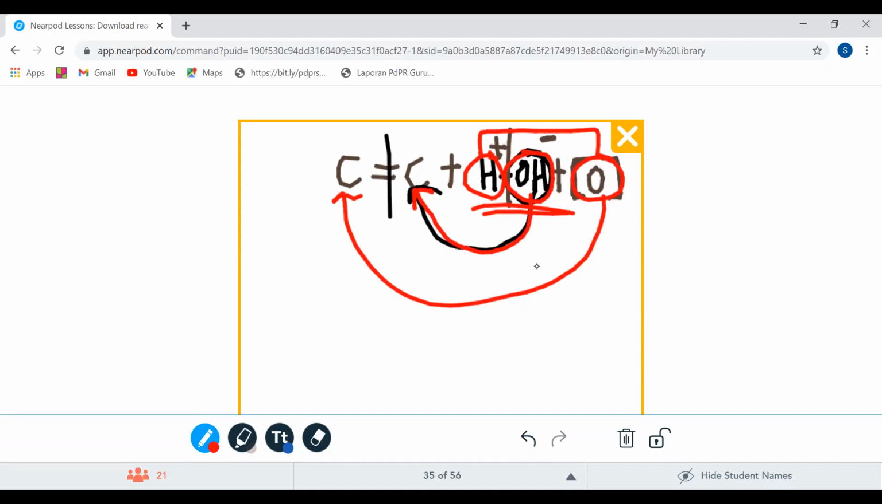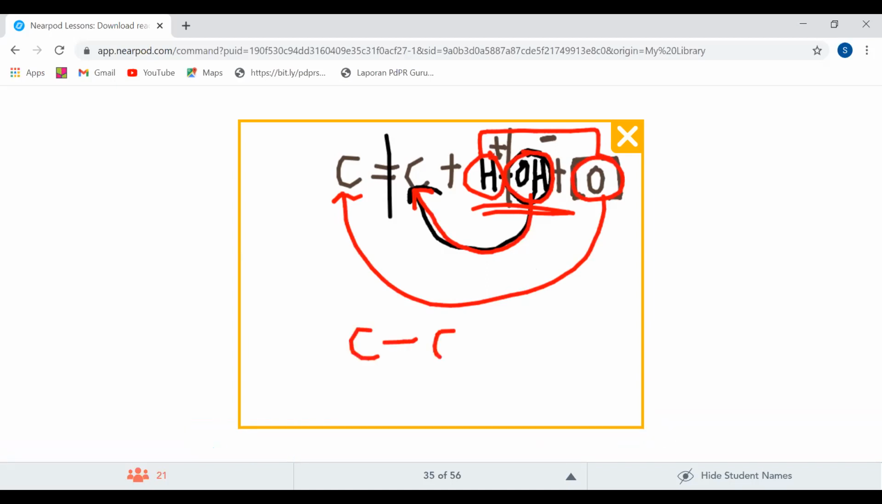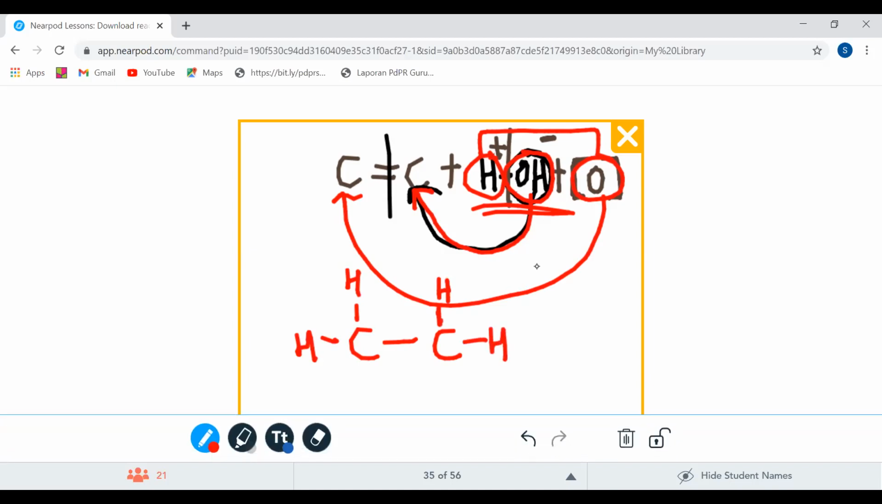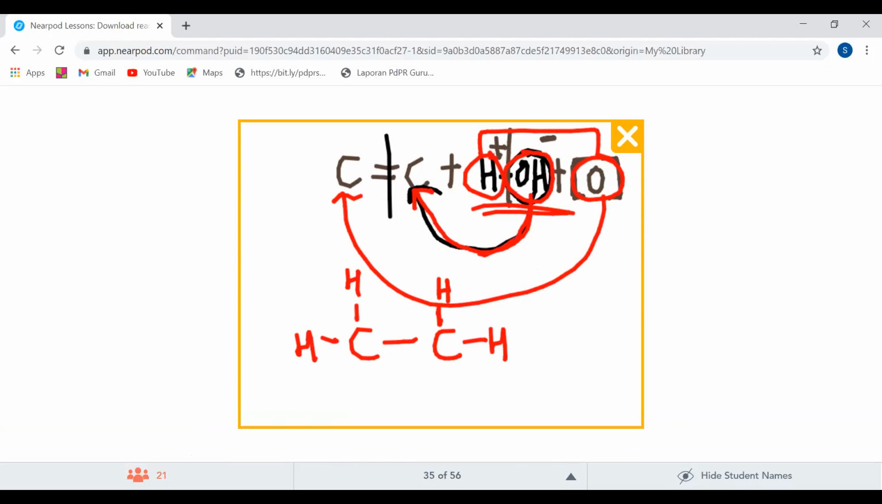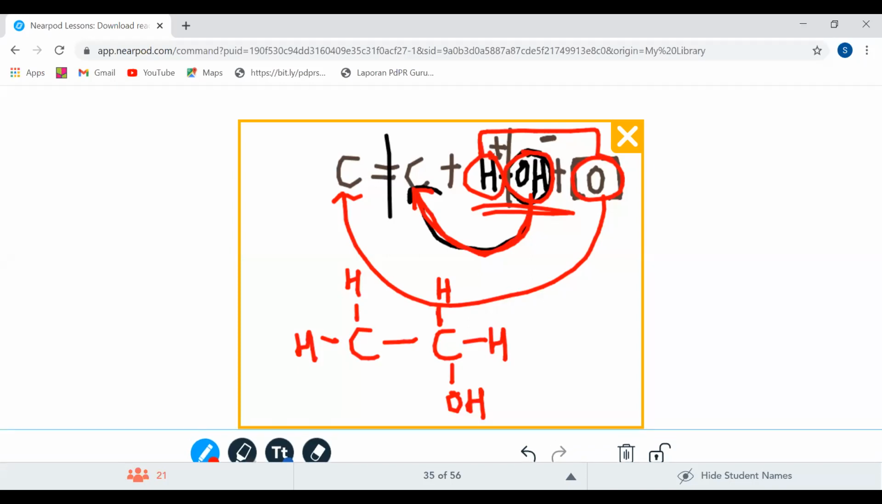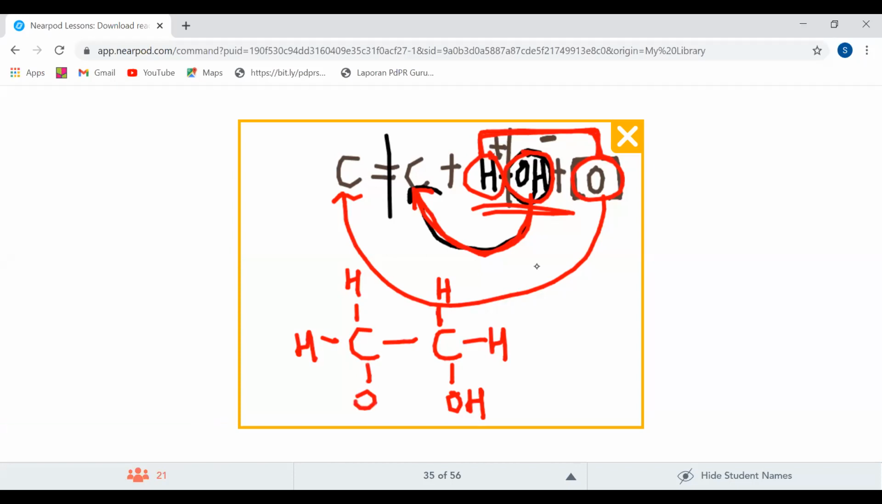So if the teacher writes back again, I've got C single bond C. All here will be my hydrogens. What is left? Remember this OH going here. This one OH coming here. And then this side, remember the H and the OH combined together, I will get another OH here.